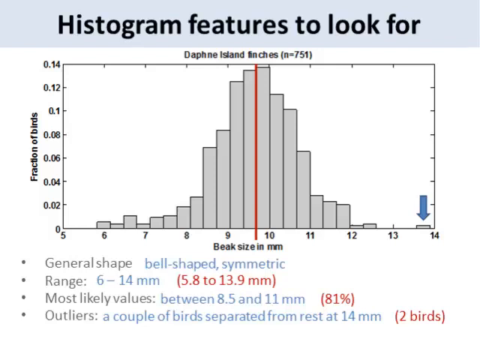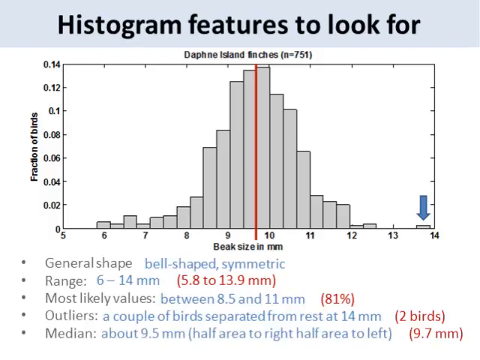Finally, by looking at the areas of the bins, you can estimate the median of the data. The median is the vertical dividing line. Half of the shaded area is on the left and half is on the right. I estimated about 9.5. The actual value was about 9.7 millimeters.